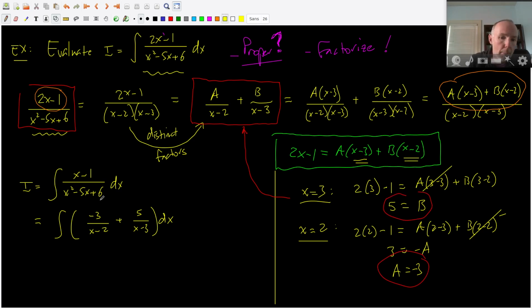And I could split that up into two separate integrals if I wanted to, because we can just factor the -3 out the front and be left with 1 over x minus 2, and then the dx, or 5 out the front, and then 1 over x minus 3.